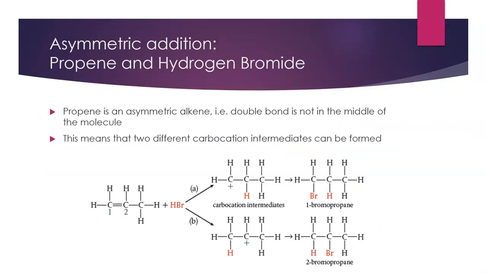This means that depending on whether or not the hydrocarbon is symmetrical, there may be different products that are formed. So if we look at propene, which is an asymmetric alkene, i.e. the double bond is not in the middle of the molecule, which end the hydrogen or the bromine attaches to gives different products. We can end up with two different carbocation intermediates. We can end up with the carbocation forming on the terminal carbon, which would give one bromopropane, or the carbocation forming on the second carbon in the chain, which would give us two bromopropane.